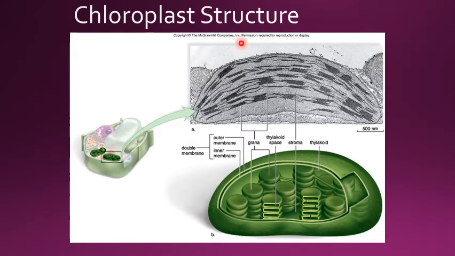So here is a chloroplast structure. There's two membranes. The inner one is folded into a bunch of shapes called thylakoids. And that inner membrane is where photosynthesis occurs.